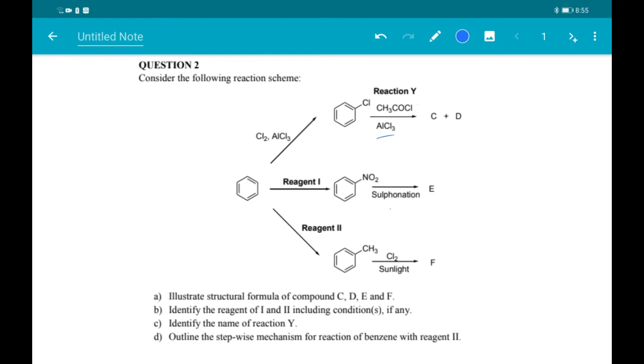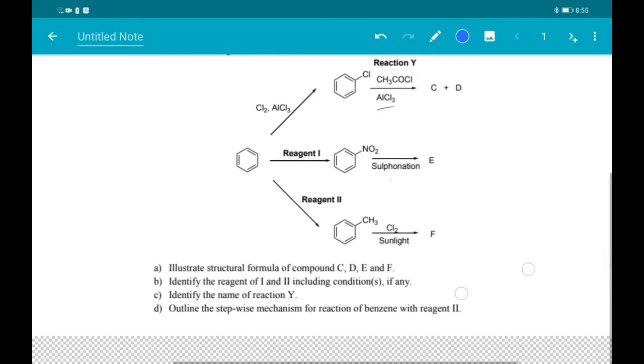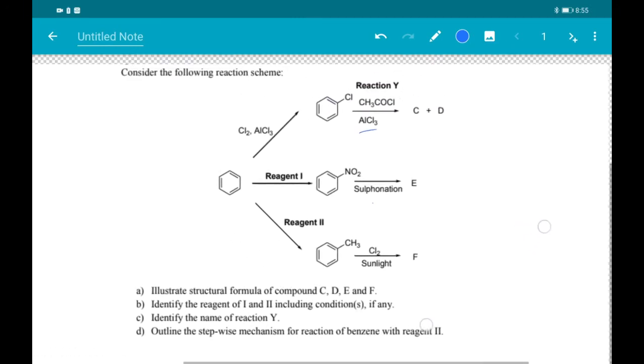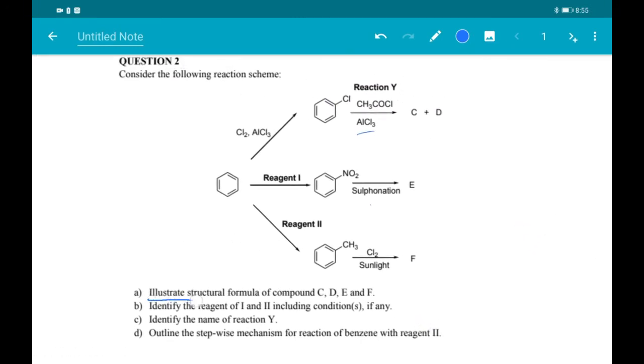For question number 2, consider the following reaction. As you can see here, again, we have a single benzene which is going to be reacted with a certain reagent. In total, there are 3 reactions followed by the electrophilic substitution reaction. The question clearly states: illustrate the structural formula of C, D, E, F. Identify the reagent 1 and 2, including the condition, if any. So this is reagent 1 and also reagent 2. Identify the name of reaction Y. You need to name this.